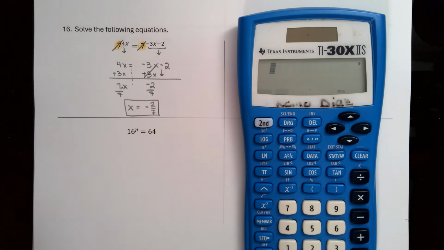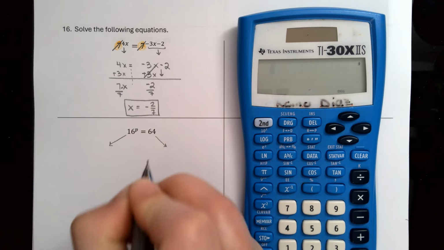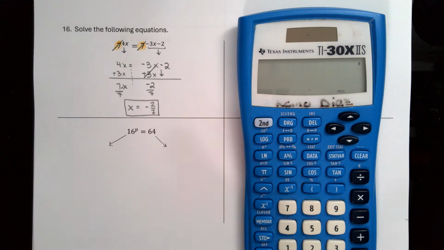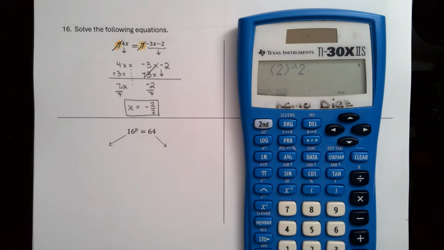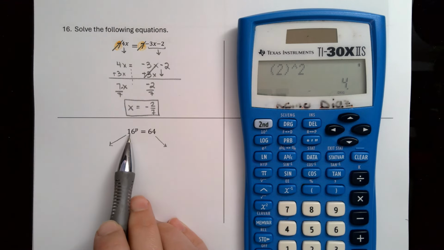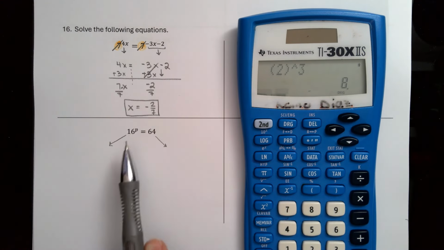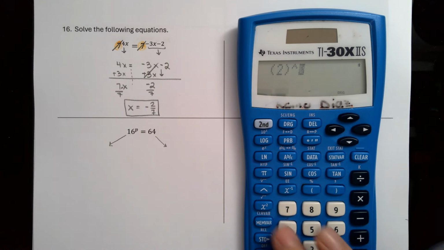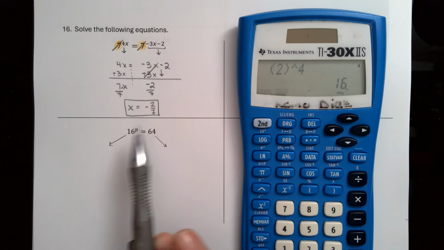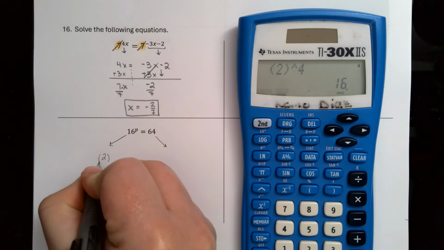So instead, that means I have to change the 16 and I have to change the 64. Now you have different choices. You can do different bases, whichever one works. Let's say we start at 2. So open 2, close it, and I start with an exponent of 2. Does that give me 16? No. Does that give me 64? No. I can then change the exponent to 3. Does that give me 16? No. Does that give me 64? No. Keep going. I do get a 16 here, so 2 to the power of 4.